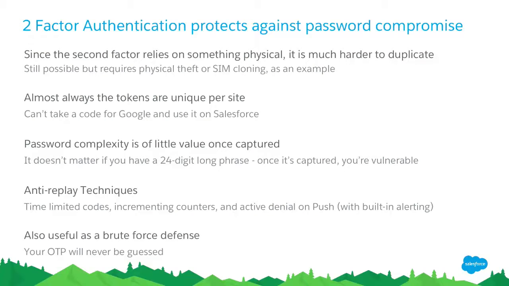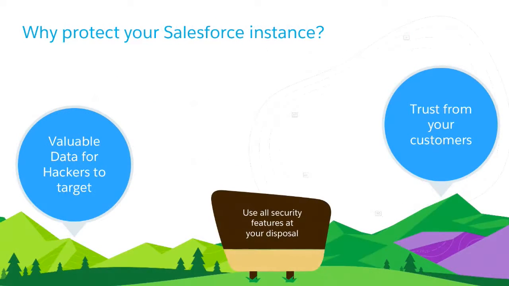Password complexity doesn't really matter once the value's been captured. If you've got a 20 long digit phrase password that's an entire verse of the Bible, it doesn't make a difference once it's captured. It can easily be repeated. Replay attacks don't work because tokens are usually incremented or based on time. Or in Salesforce Authenticator, we'll talk about it in a moment, push notifications get past that. And you won't have an issue with brute force.